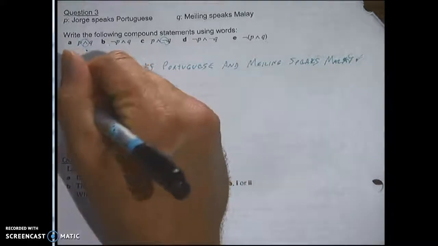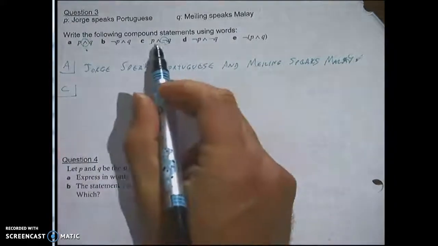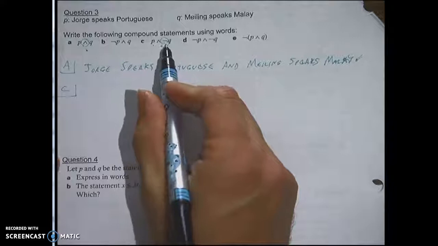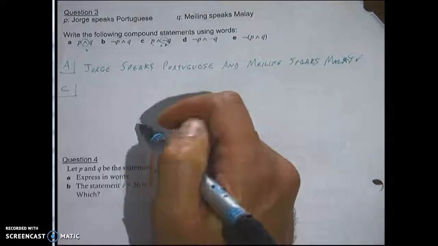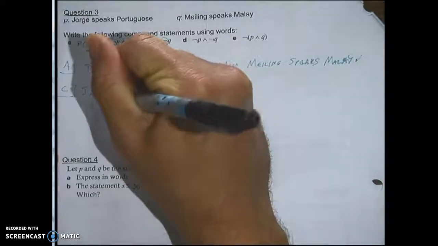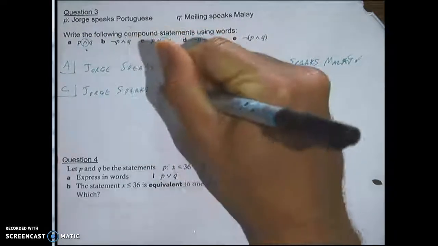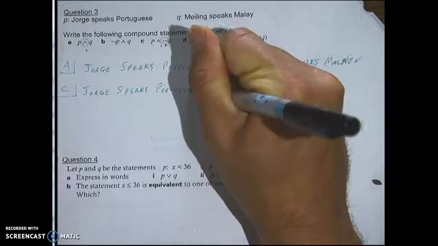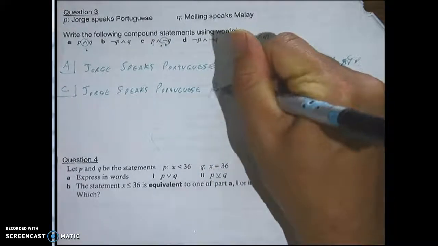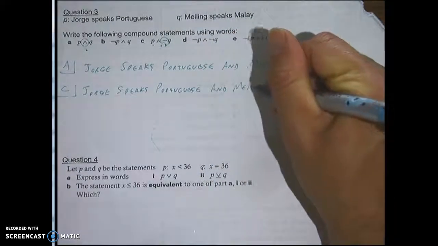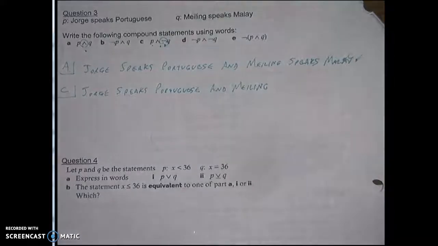In part C here, what I see is P and that's a NOT symbol right there. So not Q. So what that reads is Jorge speaks Portuguese and Mei-Ling doesn't speak Malay.